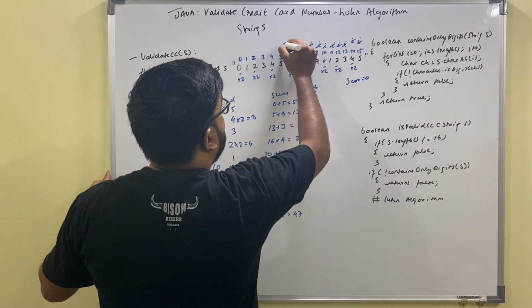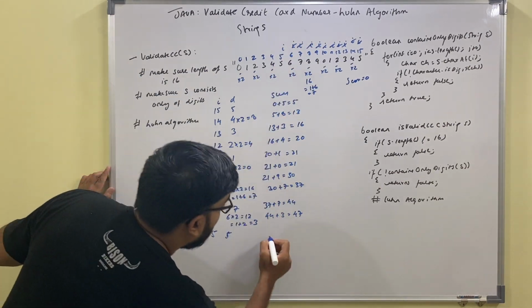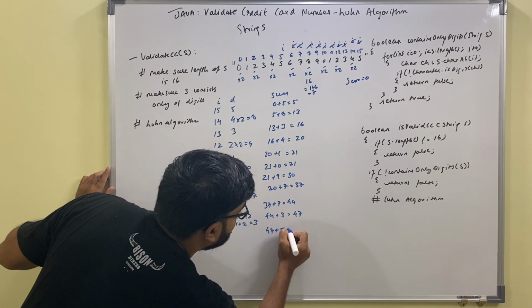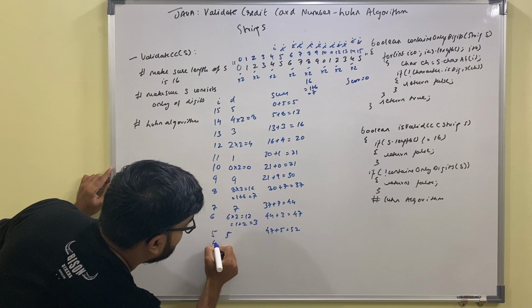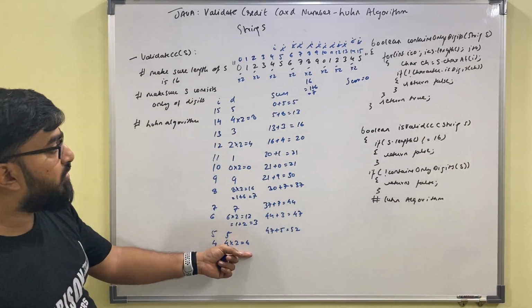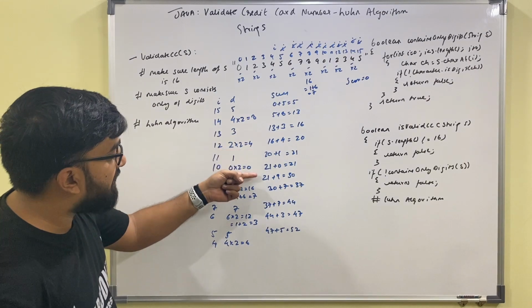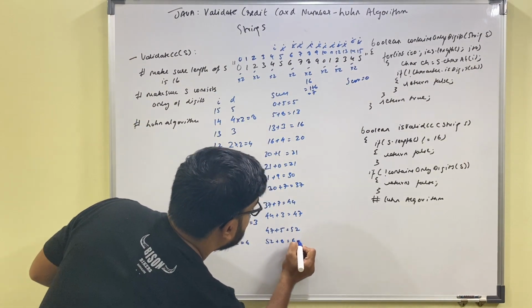I becomes 5, digit is 5. This is not doubled, added as it is. 47 plus 5 is 52. Okay, I becomes 4. 4 is doubled. Now after doubling I get a single digit only. Whenever I double and I get a single digit, I add it as it is. So 52 plus 8 is 60.